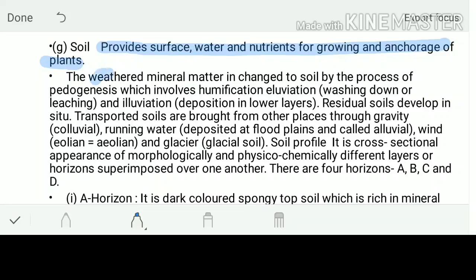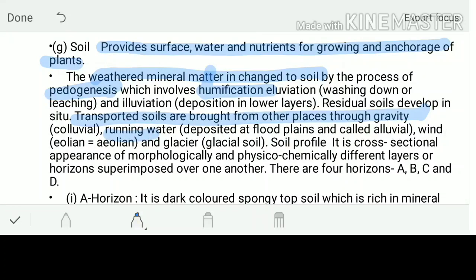Here, the weathered mineral matter is changed to the soil by a process called pedogenesis, by which soil formation takes place, in which humification also takes place. Humification, eluviation and illuviation. There are two words, eluviation and illuviation. What does eluviation mean? It is just like the leaching or the washing down, whereas illuviation means the deposition in the lower layers. The residual soil develops in situ. Basically, the transported soils are brought from other places through gravity or running water.